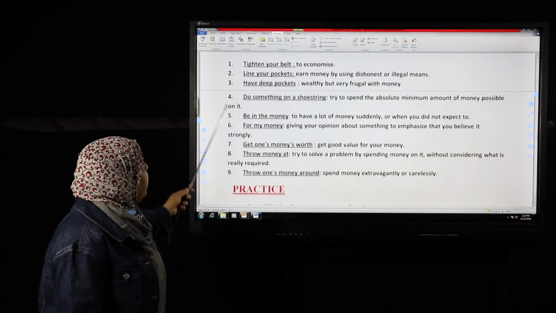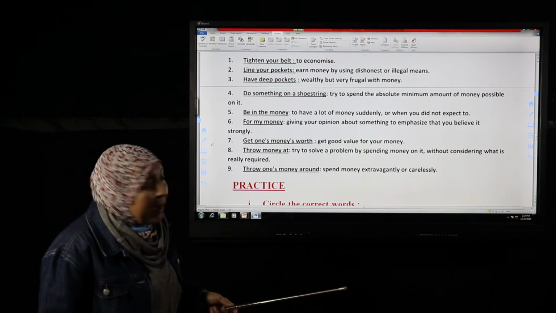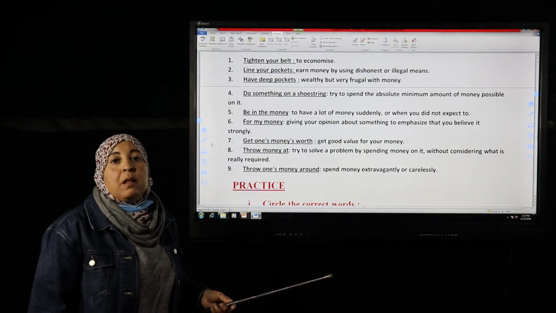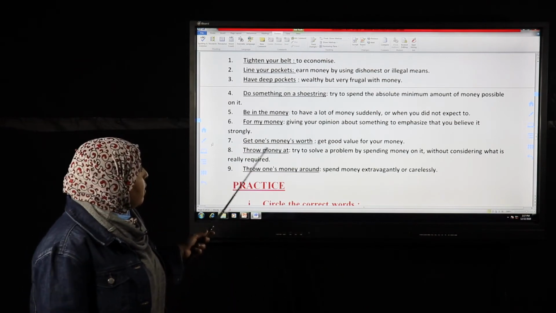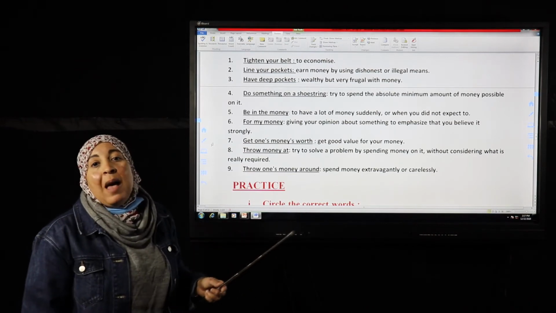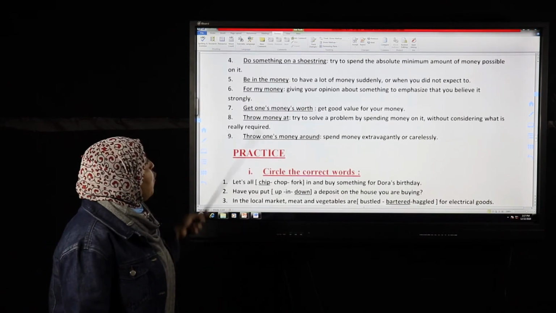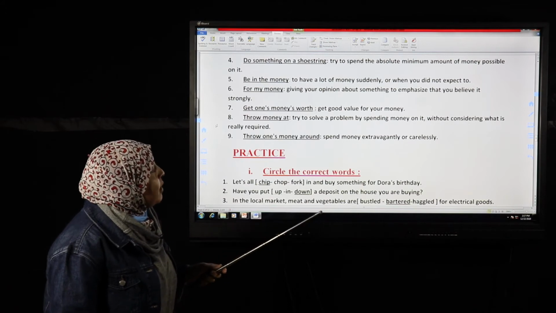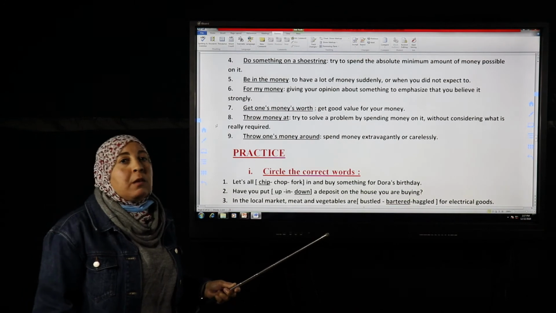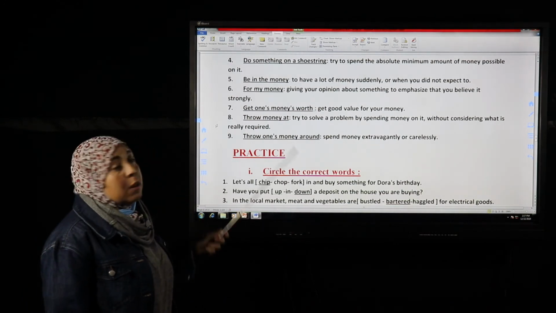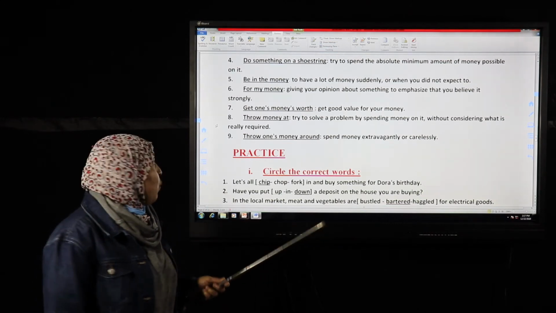Number 5, be in the money. To have a lot of money suddenly or when you didn't expect to. For example, to gain something like a lottery. So you gained it suddenly without doing any effort. Number 6, for my money. Giving your opinion about something to emphasize that you believe it strongly. For example, when I say in my opinion, I can say for my money, it means that you are giving your opinion and you are defending it in a very strong way.